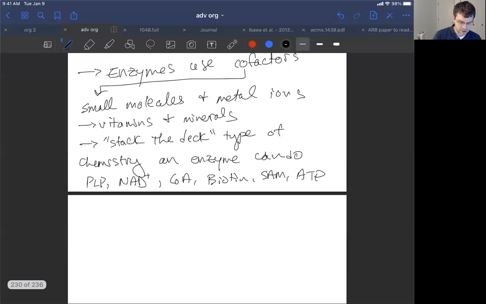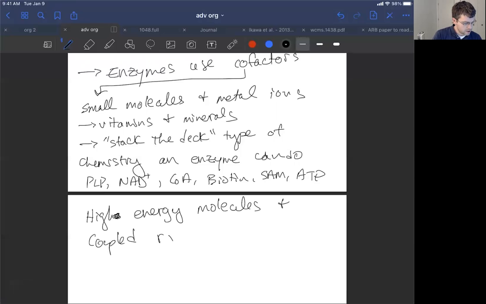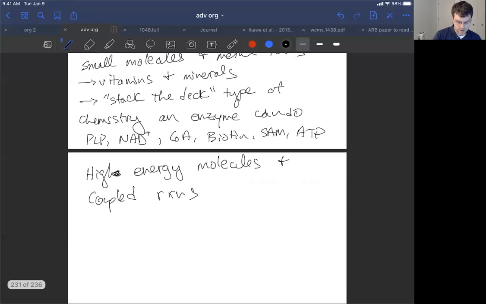Well, in the last section of chapter 2, they talked about high energy compounds or molecules and coupled reactions. And here is where we use molecules like ATP, and if you replace the adenine base with guanine, you get GTP, but it's the same principle. These have a high energy bond.